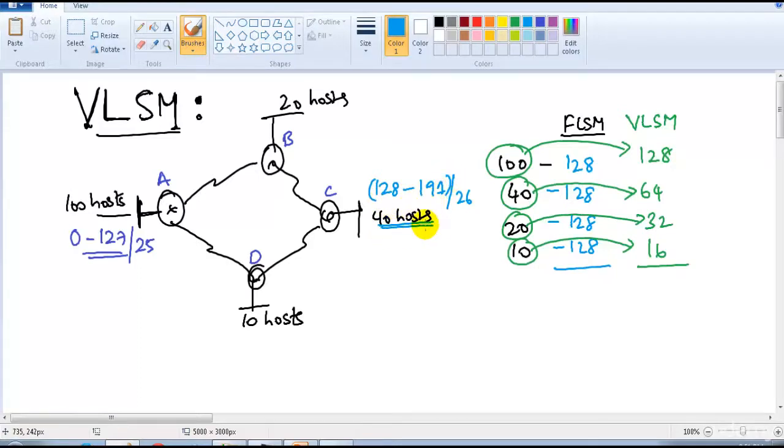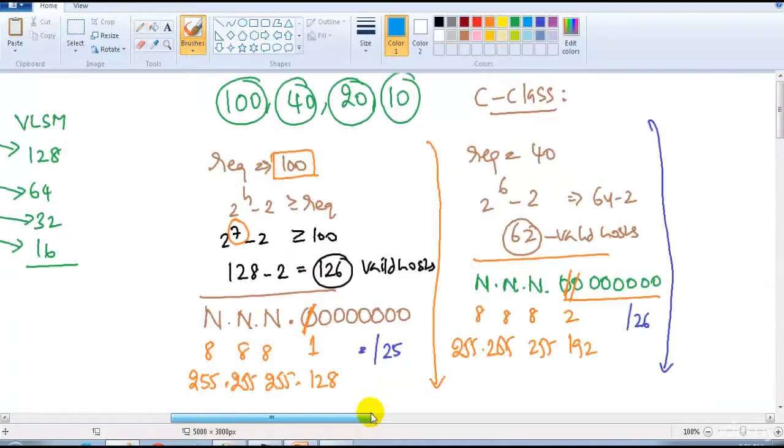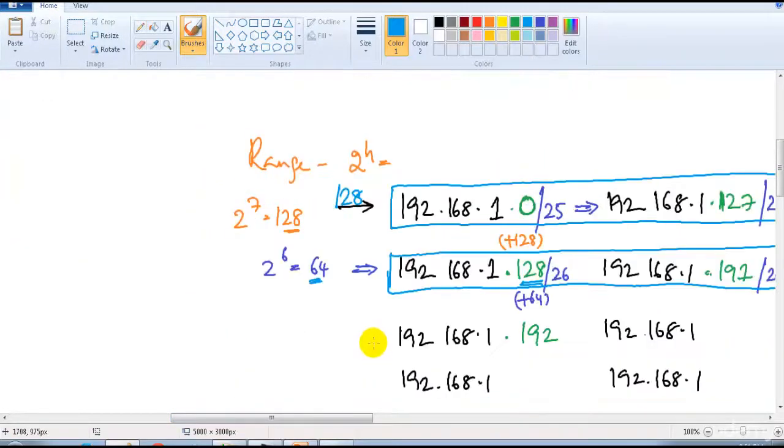Done. Okay, so coming back to the next requirement, the next range will be based on the next requirement.